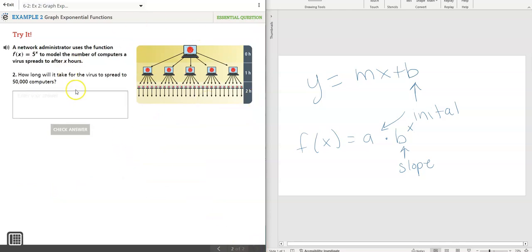So take a look at this one, okay? So what about if I needed to get to 50,000 computers? Can you make a table? Can you graph it? Can you find approximately when that would work?